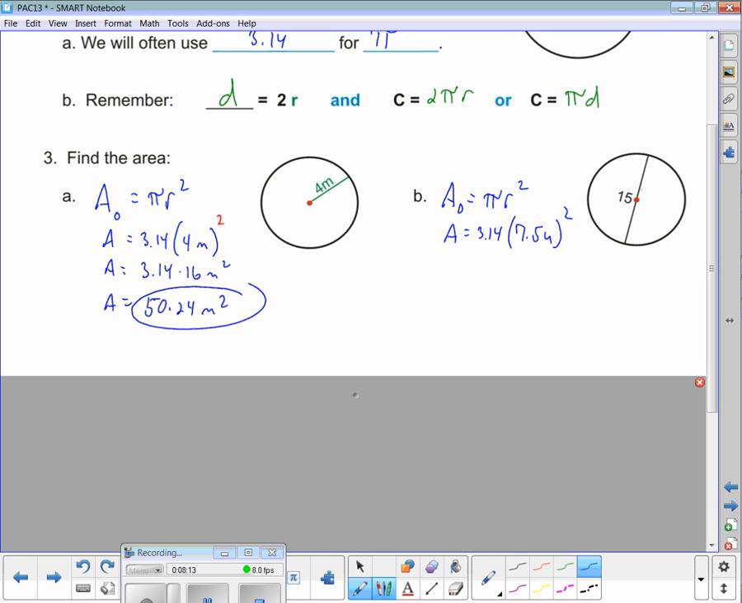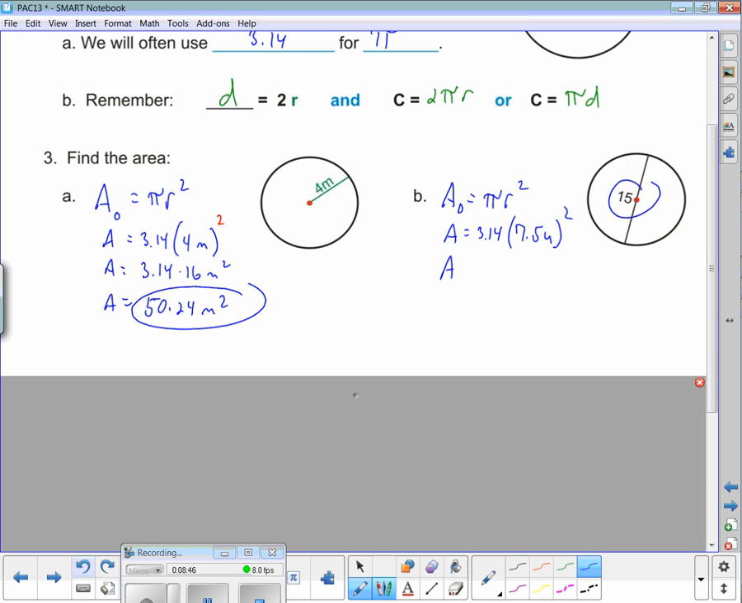Because this is a diameter, isn't it? And you can tell because the 15's written right in the middle of it. Look at the difference between this one and that one. It's obvious, isn't it? So that was a diameter. So the radius is half the amount. Now if that would have been a 16, the radius would be 8. If that would have been an 18, the radius would be 9. We got to use 7.5.